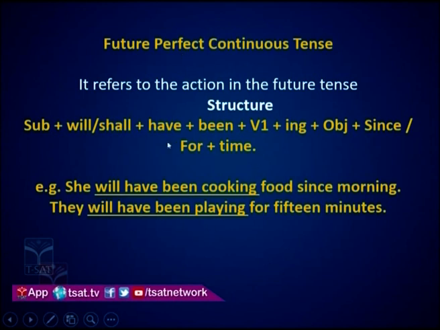Now talk about future perfect continuous. We use this structure. She will have been cooking food since morning. The action is continuous. She started long back. She will have been cooking. Now also it is going on since morning. Now it's afternoon time. Since morning she has been cooking. They will have been playing for 15 minutes. Now it's half an hour. They have finished. They are continuously playing for more than 15 minutes.